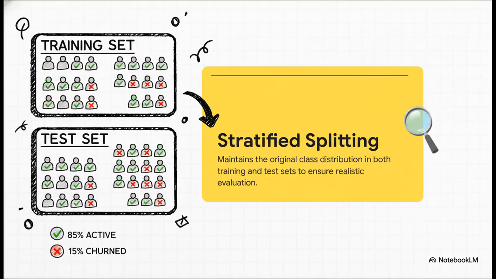So, how do we fix this? What's the professional move? It's a technique called stratified splitting. It's actually a pretty simple idea. Instead of a totally random split, it makes sure that the 85-15 ratio of customers is perfectly maintained in both the training data and the test data. This is how you guarantee your model is being tested on a realistic slice of the world.